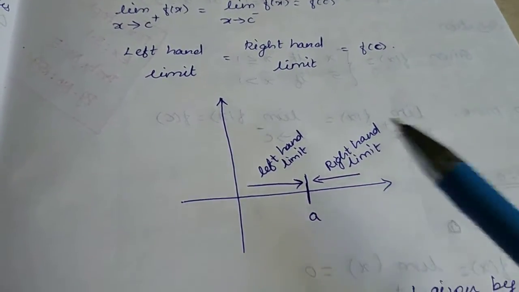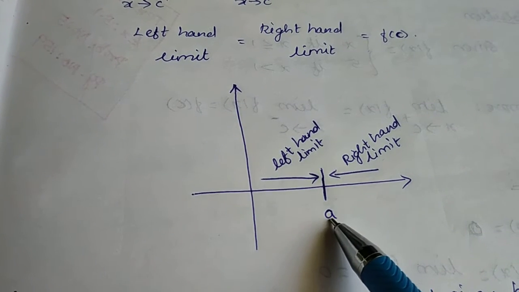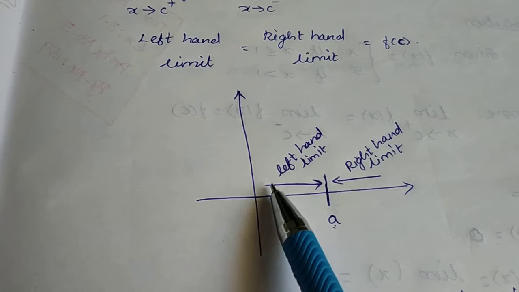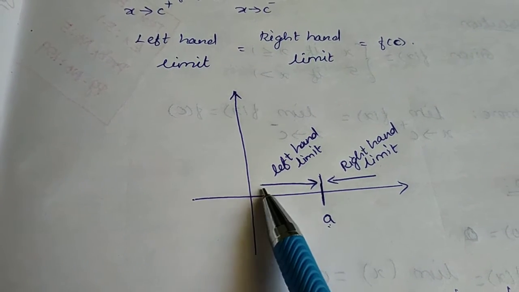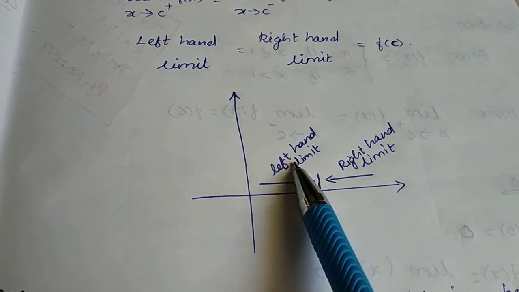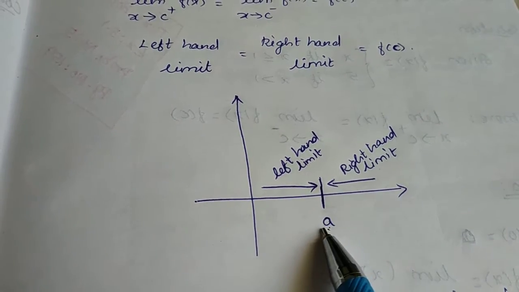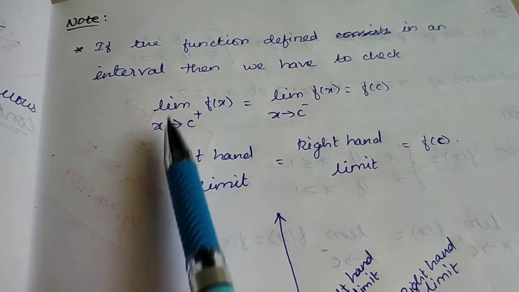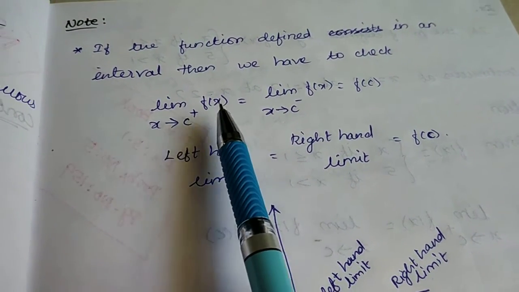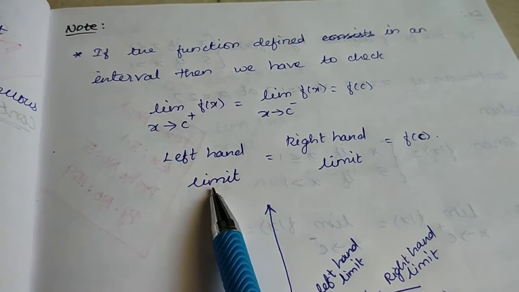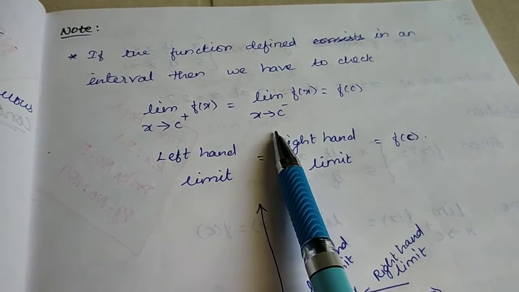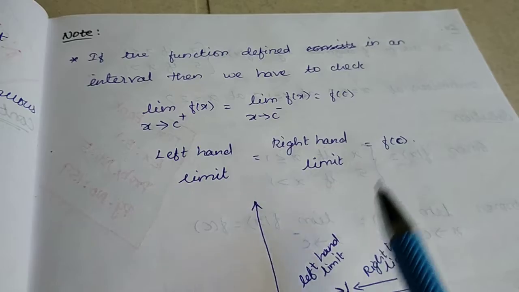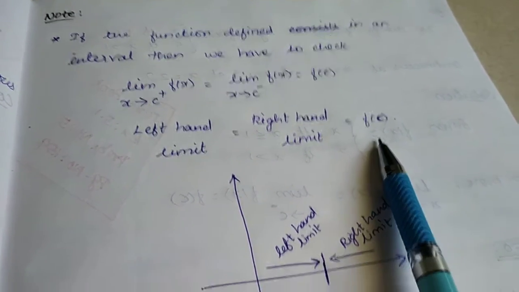Simply we can say like this. If you want to check the continuity of the function at the point a, we have to check whether the left hand limit and the right hand limit approach the value a. That is, the limit as x tends to c plus of f of x. c plus means from the right hand side, and c minus means from the left hand side. We have to check whether this approaches the value f of c.